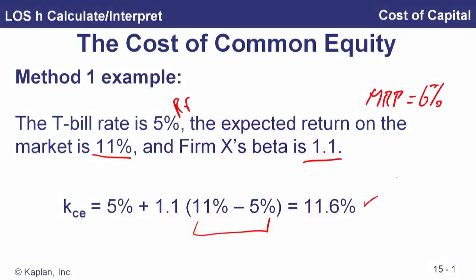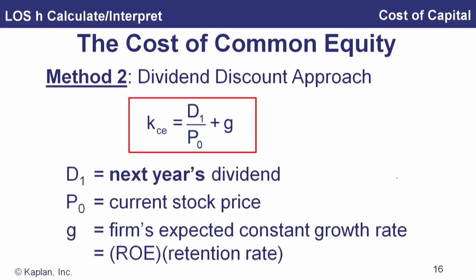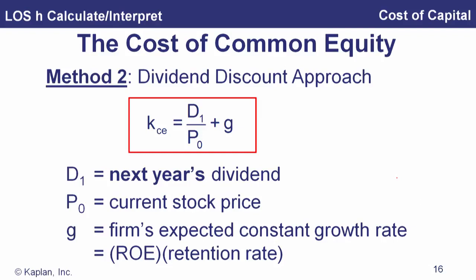And so, as you can see, this is a little more involved than what we're looking at for debt or preferred stock, which were pretty straightforward, especially if we have market prices. The second method is the dividend discount approach. And I can give you some intuition about this. If you buy common stock, there's two ways to make money. You can collect dividends, and the price may go up. And so those are the expected returns on common stock. And so that's all we've got here with this dividend discount approach.